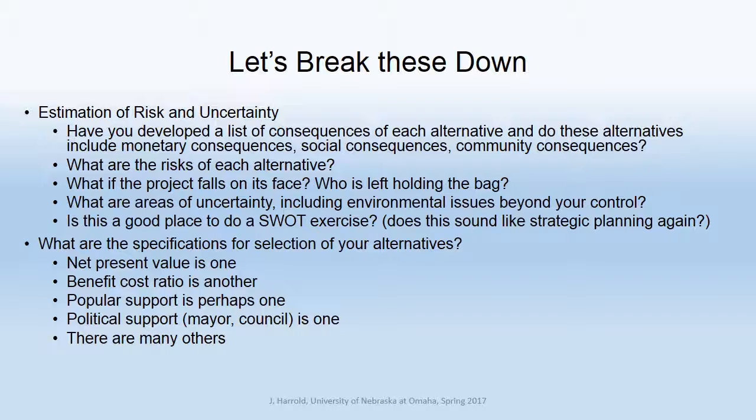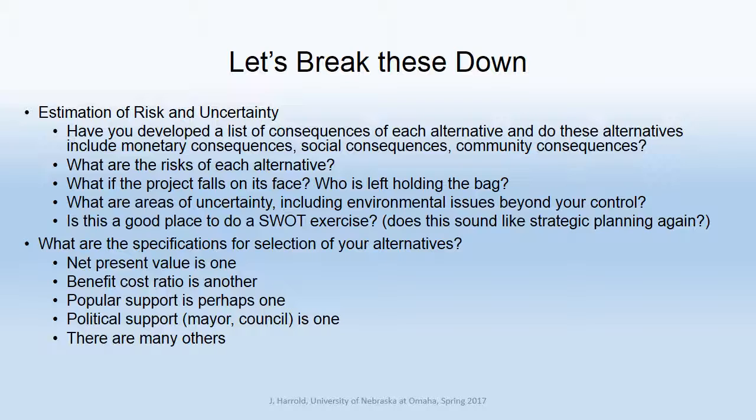So risk and uncertainty. The big thing is, have you developed a list of consequences for each alternative, and how do these alternatives, including monetary consequences, social consequences, community consequences, how do these things play out? Then what are the risks of each alternative? What happens if this project falls flat on its face? Who's left holding the bag? Google the Astrodome sometime, and you'll see what I'm talking about.